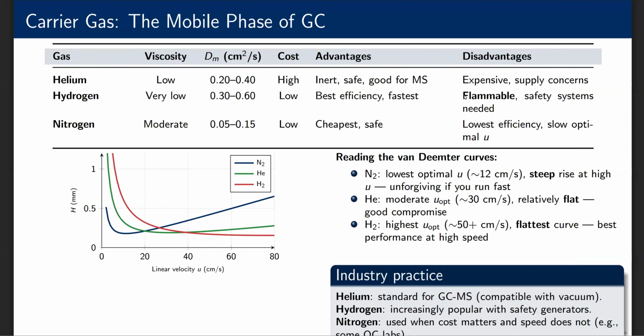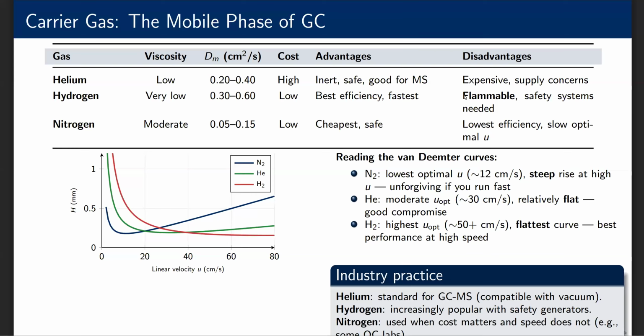Carrier gas, the mobile phase of GC. The carrier gas in GC is analogous to the mobile phase in HPLC, but because it is a gas, it does not interact with analytes. Its only job is to carry analytes through the column. However, the choice of carrier gas profoundly affects efficiency through the Van Deemter equation.